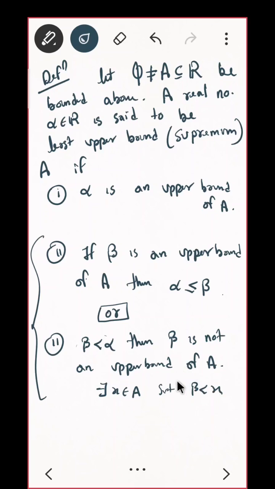अपर बाउंड नहीं है मतलब क्या? सेट में कोई तो एक एलिमेंट है जो बीटा से भी बड़ा है. See, this is how simple it is, but you need to understand the thing. If you are saying something is not an upper bound, that means what? सेट में कोई तो एक बंदा है जो उससे भी बड़ा है.